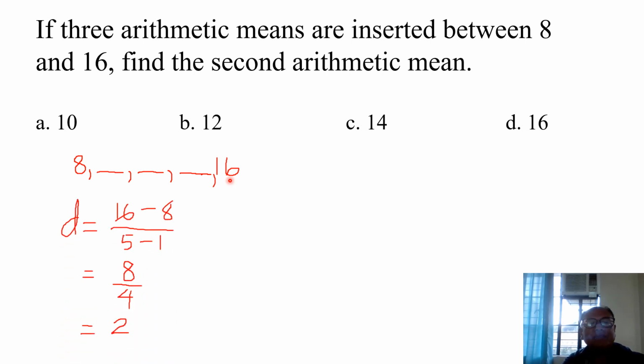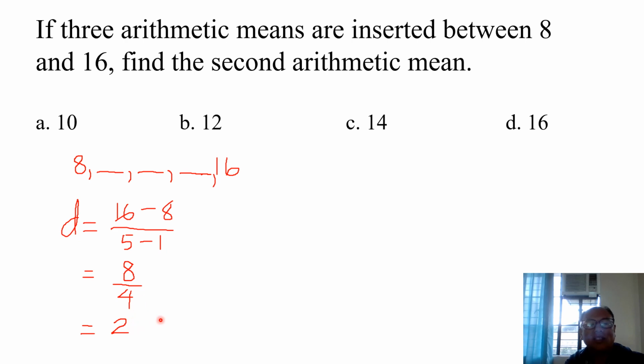Again, to get the next term, we simply get the common difference. That is 16, the last term, minus the given term before that, 8. And this is our first term, so counting 1, 2, 3, 4, 5, that is 5 minus 1, because this is considered our first term. So 16 minus 8 is 8, and 5 minus 1 is 4. Then get the quotient: 8 divided by 4 equals 2.